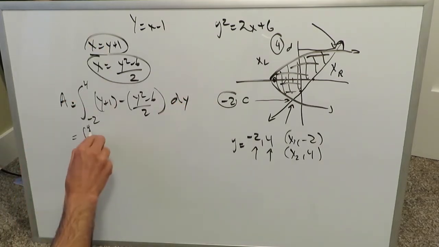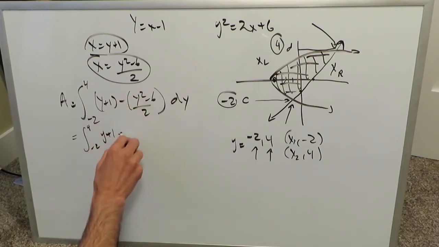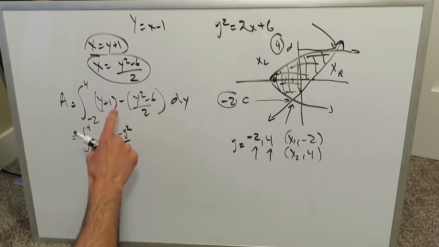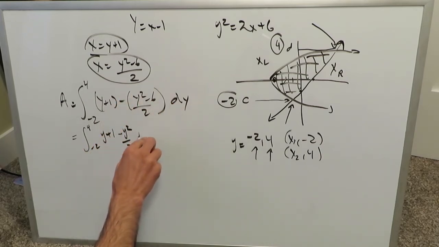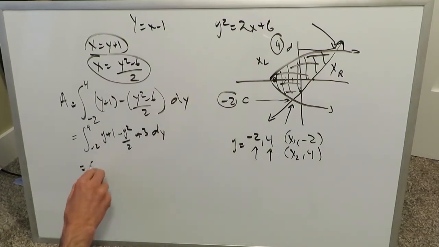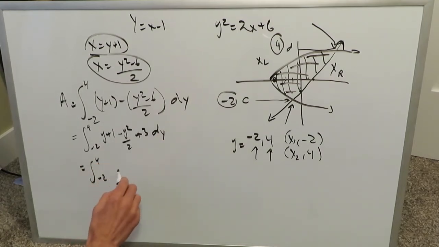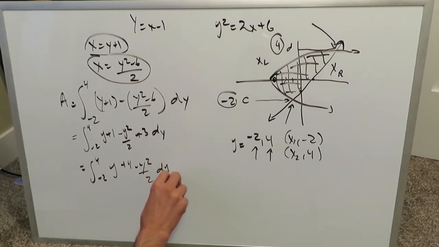Open this up. 4 minus 2, y plus 1 minus y squared over 2 minus 6 divided by 2. I'm opening up the parentheses. 6 divided by 2 is a minus 3. Minus 3 with that sign becomes a plus 3, and then you have a dy. Bring everything together, which you can. You have the integral of 4 minus y squared over 2 dy.